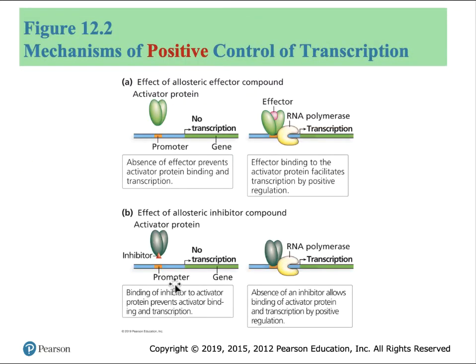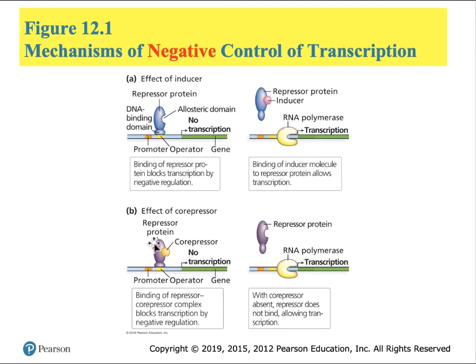Once again, a figure is useful. So in both cases, we do not have transcription yet because the protein is not bound to the DNA and recruiting RNA polymerase. So the absence of these activator proteins is why we call this positive control, because the presence of the protein is necessary to activate transcription. Whereas in the case of negative control, we had to remove the protein to allow transcription.